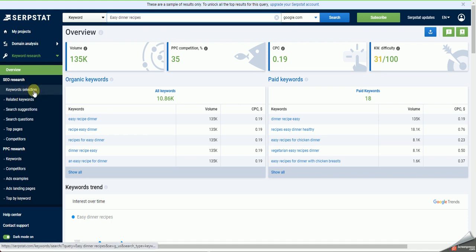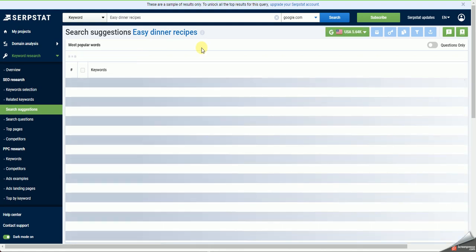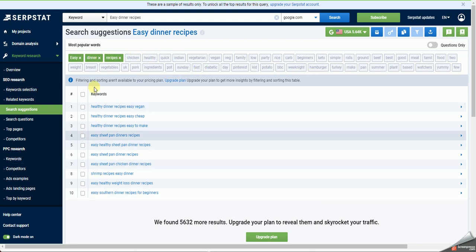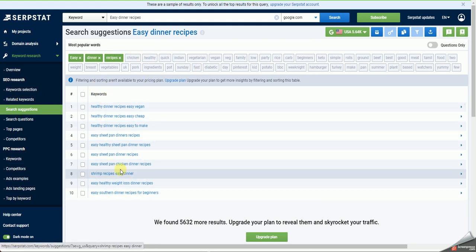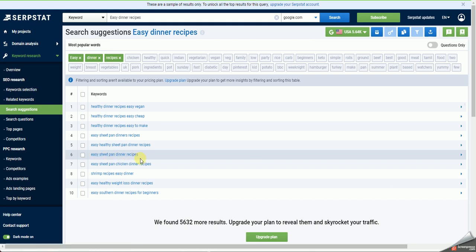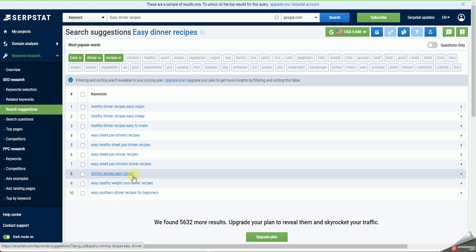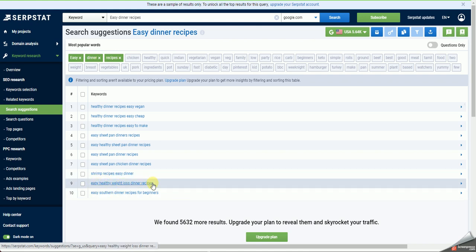And also you can get search suggestions, and it shows you related search suggestions. If you click on search suggestions, it'll show you all these little words that you can click on that are related to what you entered in. So you can get additional keyword ideas. Like right here, it's showing me easy sheet pan dinner recipes, easy sheet pan chicken dinner recipes, shrimp recipes, easy healthy weight loss dinner recipes.